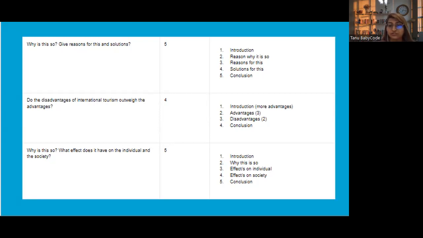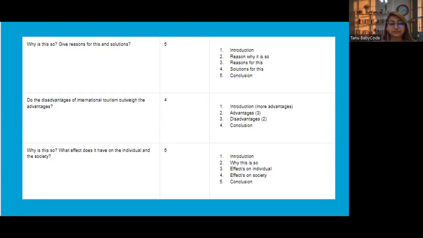Next is, do advantages outweigh the disadvantages? So in the introduction, you have to explain if you believe more advantages are there. Second para, advantages, you are going to write 3 advantages. Third one is disadvantages, you will write at least 2 disadvantages, and the fourth one will be the conclusion, right?